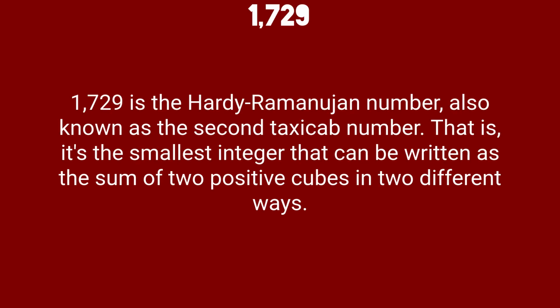Hardy-Ramanujan number. 1729 is the Hardy-Ramanujan number, also known as the second taxicab number. That is, it's the smallest integer that can be written as the sum of 2 positive cubes in 2 different ways.